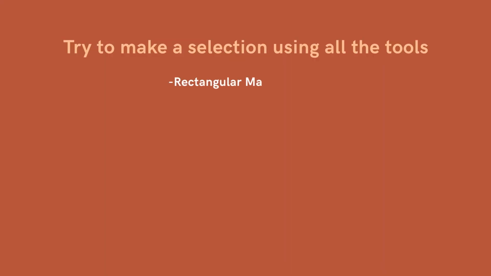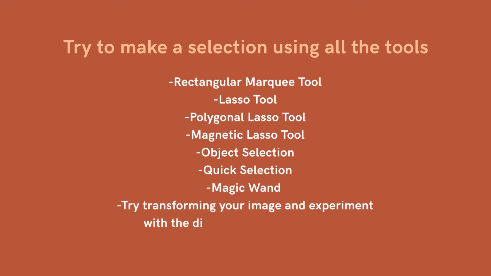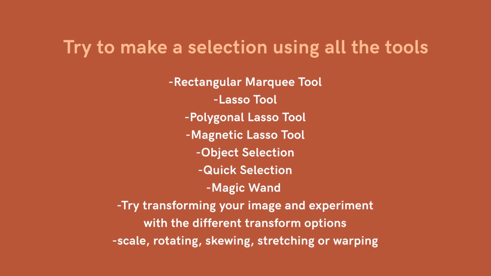Let's pause the video and try the selection tools that you have learned about. Try to make selections using all the tools that we've just learned about. Rectangular Marquee tool, Lasso tool, Polygonal Lasso tool, Magnetic Lasso tool, Quick Selection, Magic Wand.